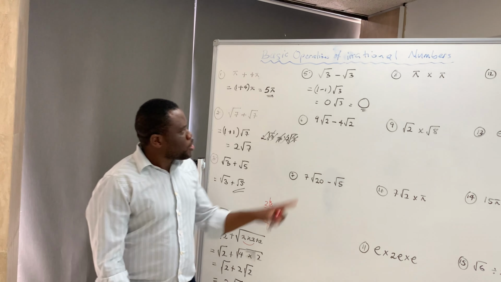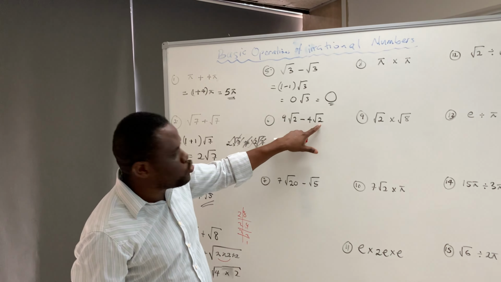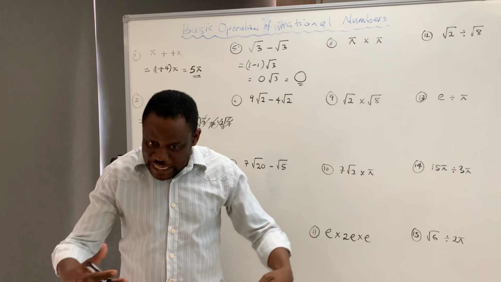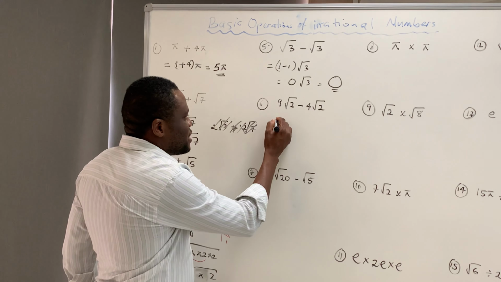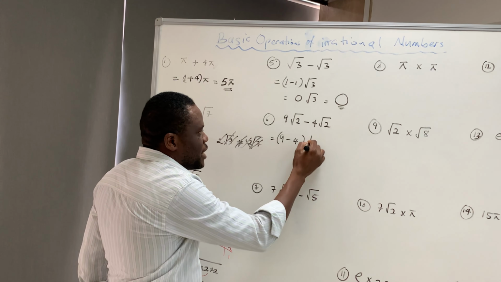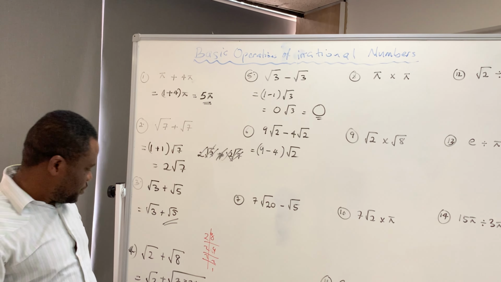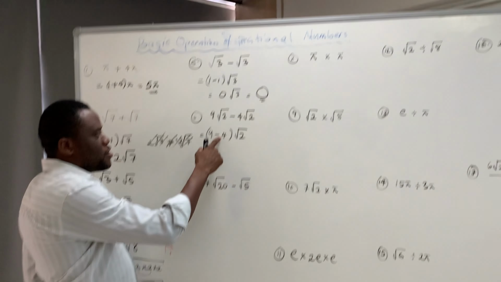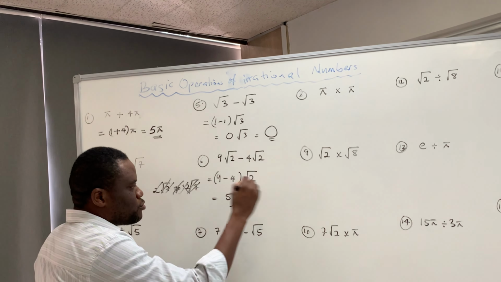Now look at this one. 9 root 2 minus 4 root 2. Root 2, root 2. So they agree. They are in the same root. So we can operate them together. So we can say 9 minus 4. And now pick one root because they agree. Just like what we did. So that was the time. 9 minus 4 will give us 5 root 2.